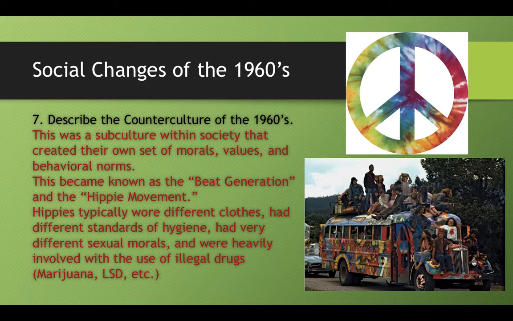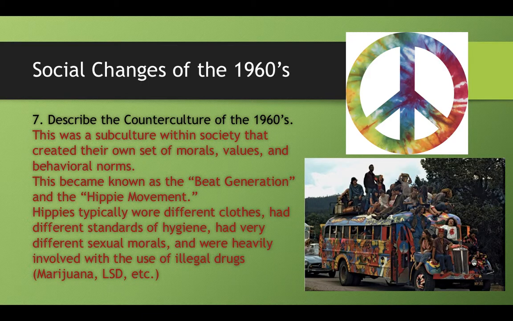They typically wore different clothes, had different standards of hygiene, didn't shower very much, had very different sexual morals, and were heavily involved with the use of illegal drugs. And that was really something that came to define the hippie movement, all right? They'd say things like peace, love, and rock and roll, or make love, not war. Those are just some of the taglines that the hippies used. Sometimes they lived in communes, other times they lived in vans. You see that rainbow bus that a lot of those hippies are basically living out of.